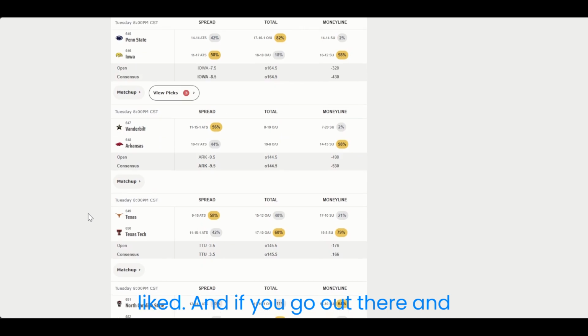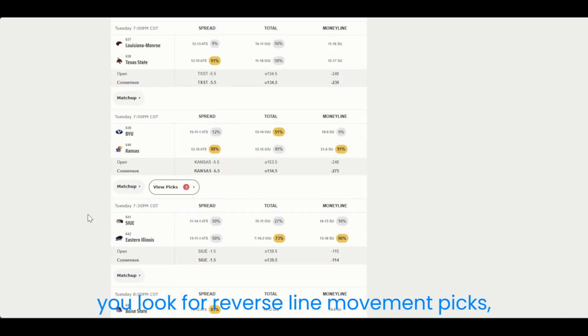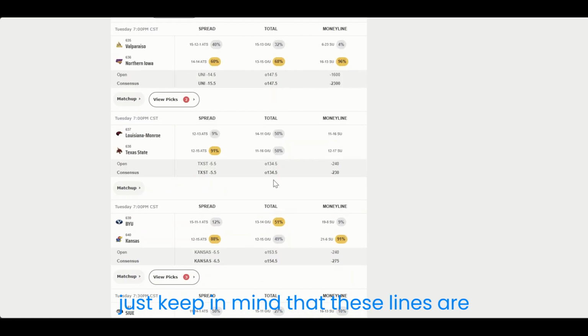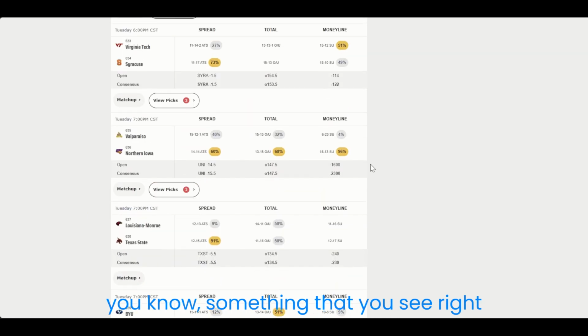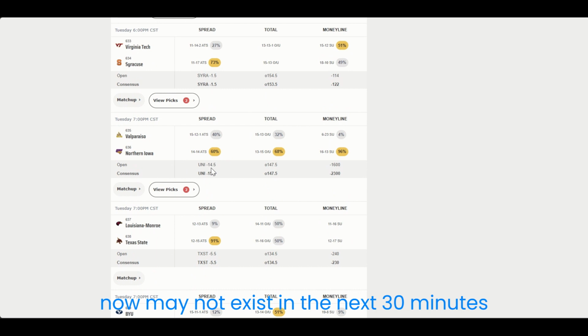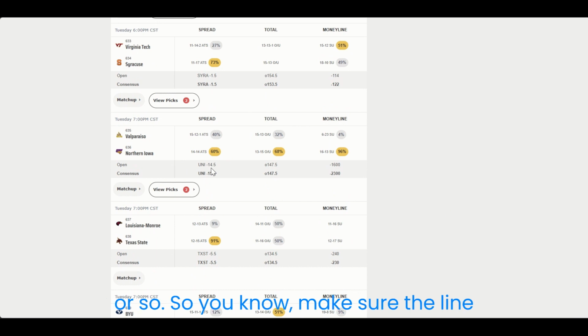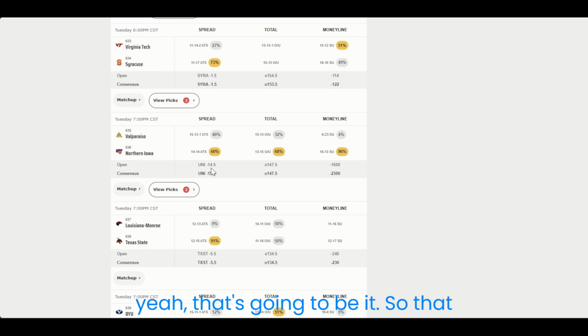And if you go out there and look for reverse line movement picks, just keep in mind that these lines are going to adjust throughout the day. So something that you see right now may not exist in the next 30 minutes or so. So make sure the line that you get is favorable, and yeah, that's going to be it.